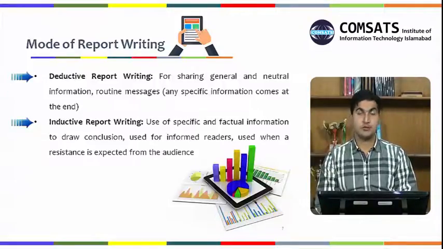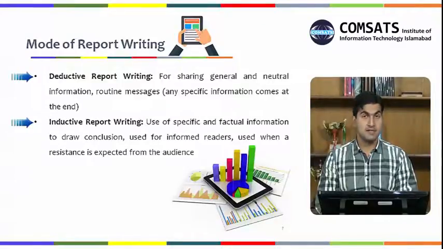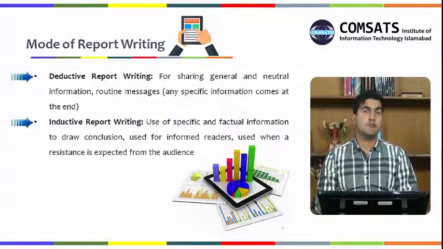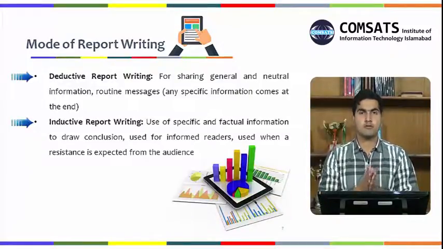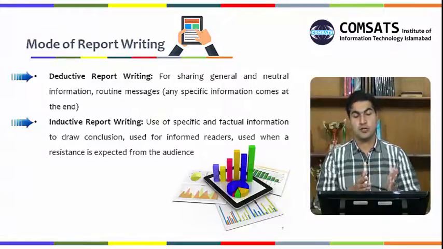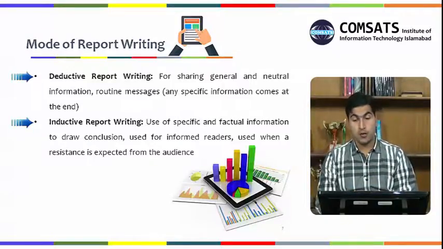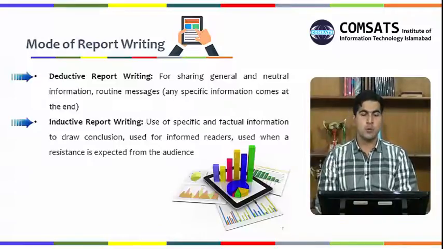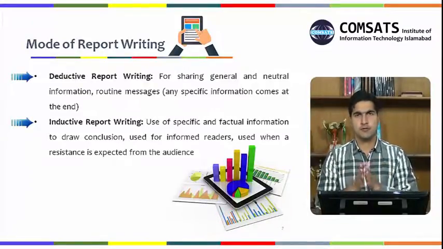Because it's specific, to defend that specific information you need some proof, some evidence, and that comes in the form of statistics, some facts, some figures. In other words, factual information to draw some general conclusions. That is the strategy used in case of readers who are well informed, and used when some resistance is expected from this informed audience as well. So this is basically the general difference.